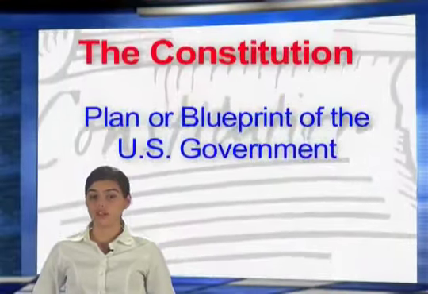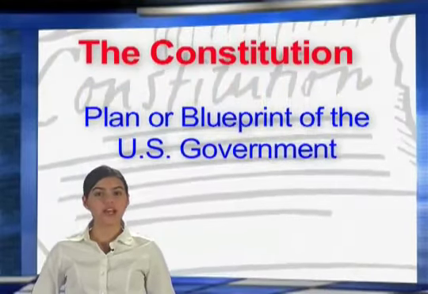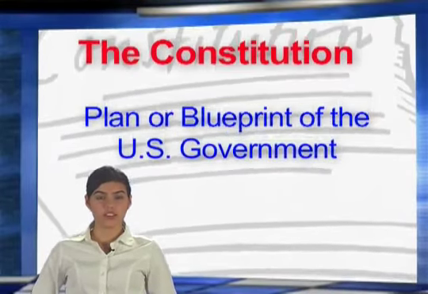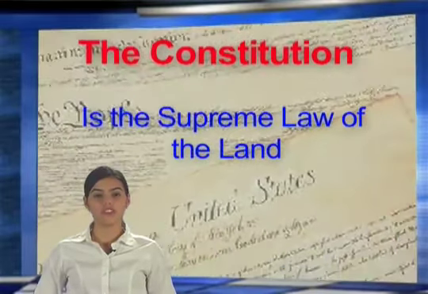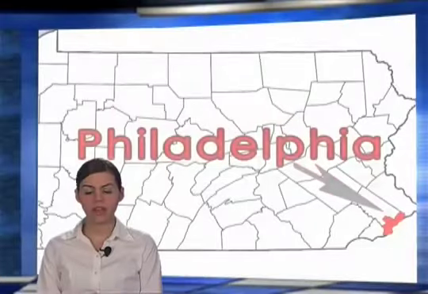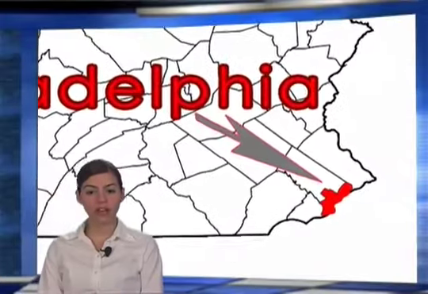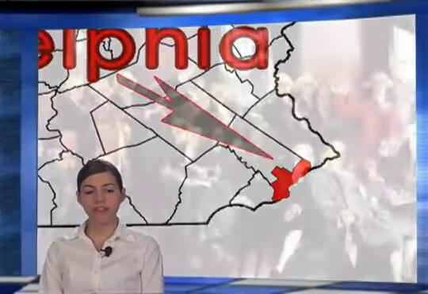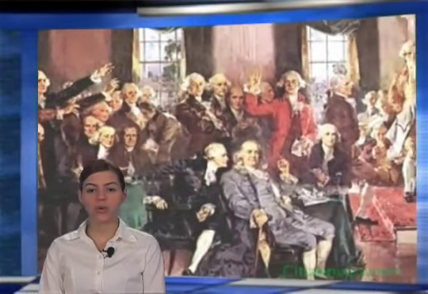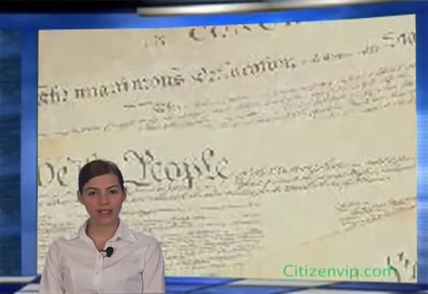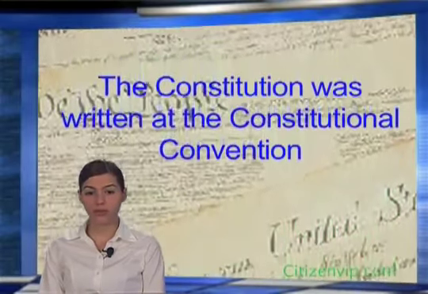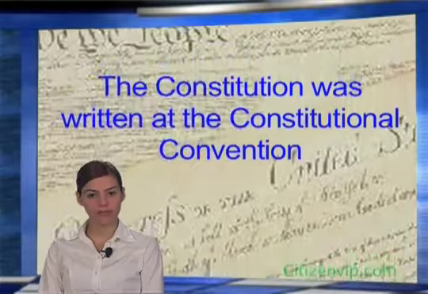All people and all laws must follow the U.S. Constitution. The U.S. Constitution is the plan or blueprint of the United States government. The Constitution is the supreme law of the land. The Constitutional Convention was held in Philadelphia. 55 delegates decided to create a new governing document with a stronger national government, the Constitution. The Constitution was written at the Constitutional Convention.